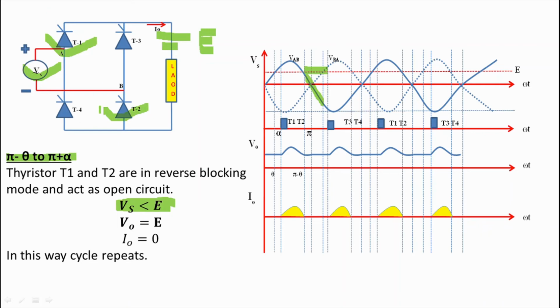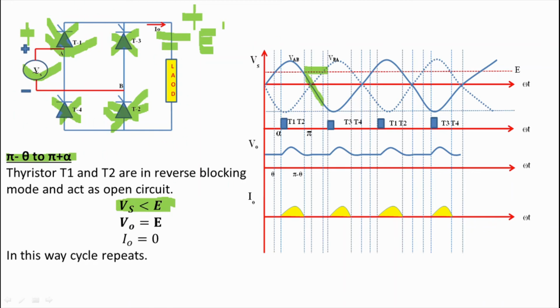When T1, T2 get reverse biased, they will act as open circuit in reverse blocking mode because this positive potential is greater than this positive potential. It makes these thyristors T1 and T2 reverse biased. So when they are reverse biased, they will act as open circuit. So T1 and T2 are open and T3 and T4 are already in open state. So there will be no current in output circuit because all the thyristors are in open circuit.